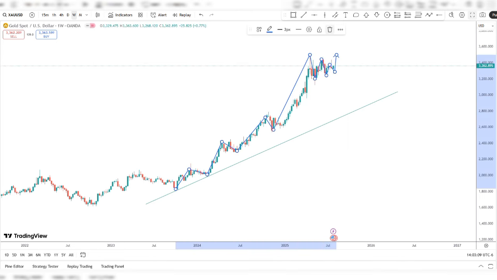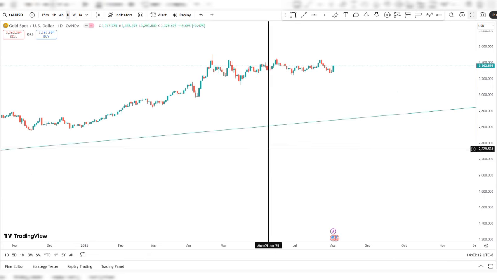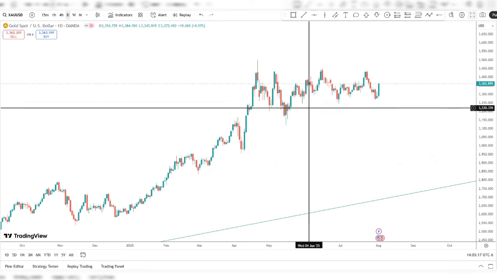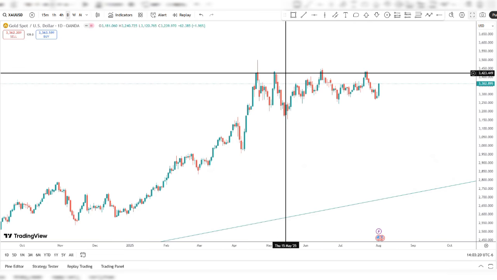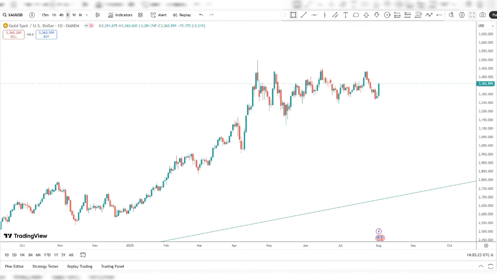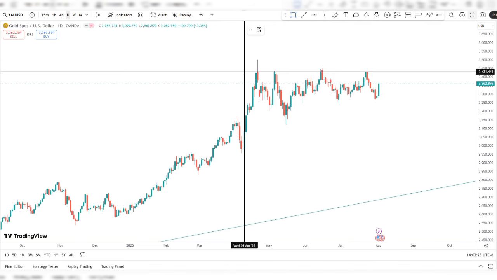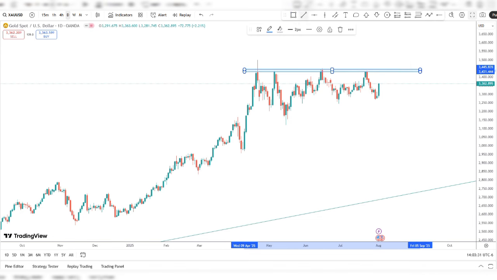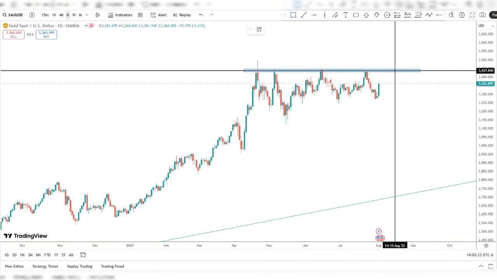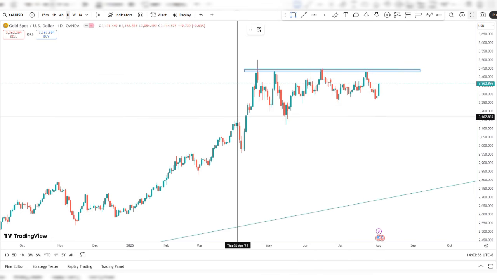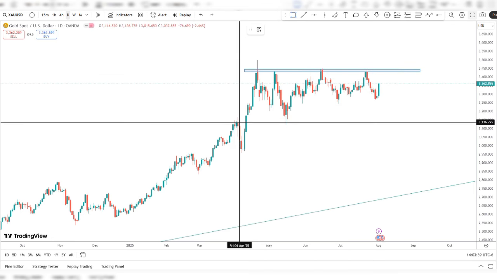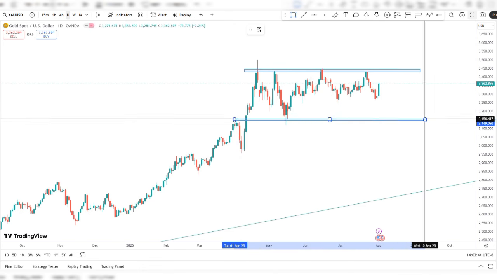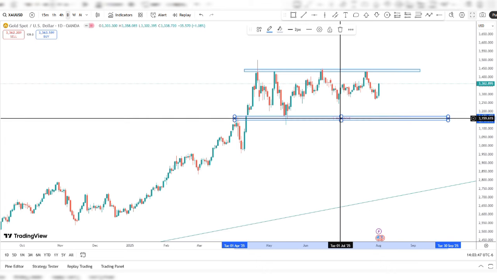Now when we go down to the daily time frame, again we can see that, as I mentioned, we've gone up in the uptrend, and now we are consolidating between these zones. So between this area here, forming this sort of resistance level, and then down here forming a support level. Yeah, so that's our support.